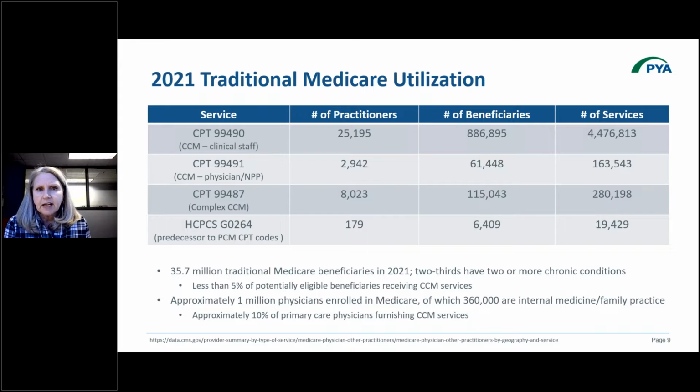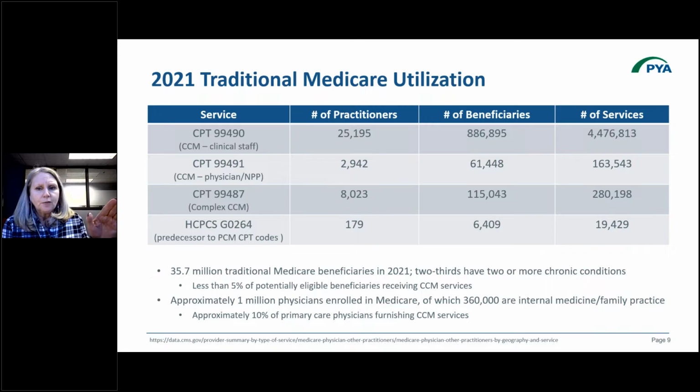But what we know today is how many of these services were provided in 2021 to original Medicare, traditional Medicare beneficiaries. And if we just focus in on 99490, that being the lead code, the number of beneficiaries who received that service is under 1 million, right? 886,000 beneficiaries who received the service.